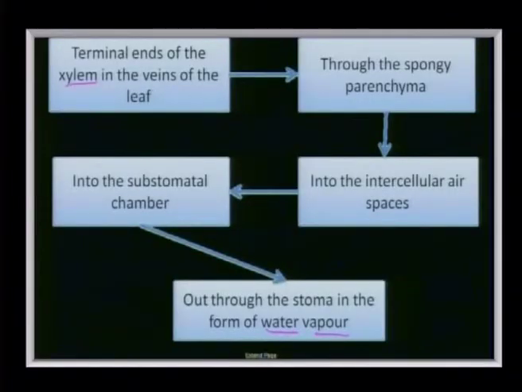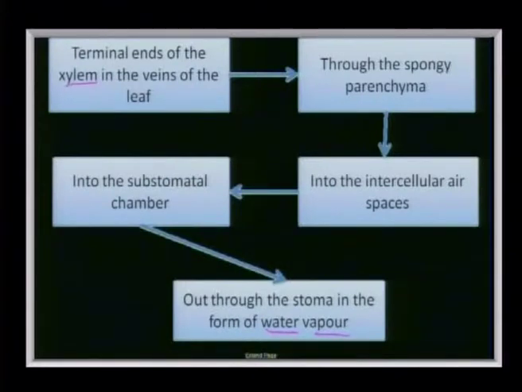So we have the terminal ends of the vein, the xylem in the vein of the leaf, the middle part, the veins of the leaf. Then it moves through the spongy parenchyma, the intercellular air spaces, the substomatal chamber, that's before the stomata are here. And then you've got your epidermis. Your substomatal chamber is here. That's the substomatal chamber, and this is outside, so the water moves out to the stoma, which is the pore, in the form of water vapor.